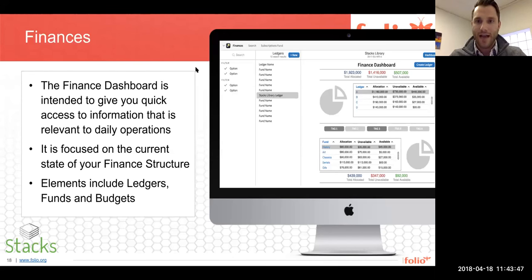So the first thing we're looking at is the splash screen that intends to give you a high level view of what's going on in this finances app. And I'm going to come back to this in a second because first I want to talk about the different things that make up the structure. Those are, as you can see here, ledgers, funds, and budgets. And they do exist in that hierarchy.